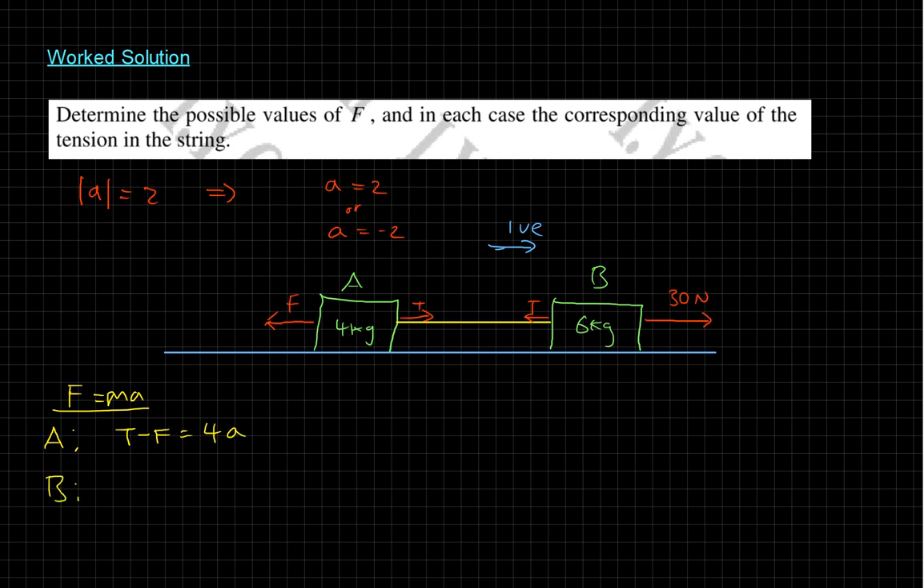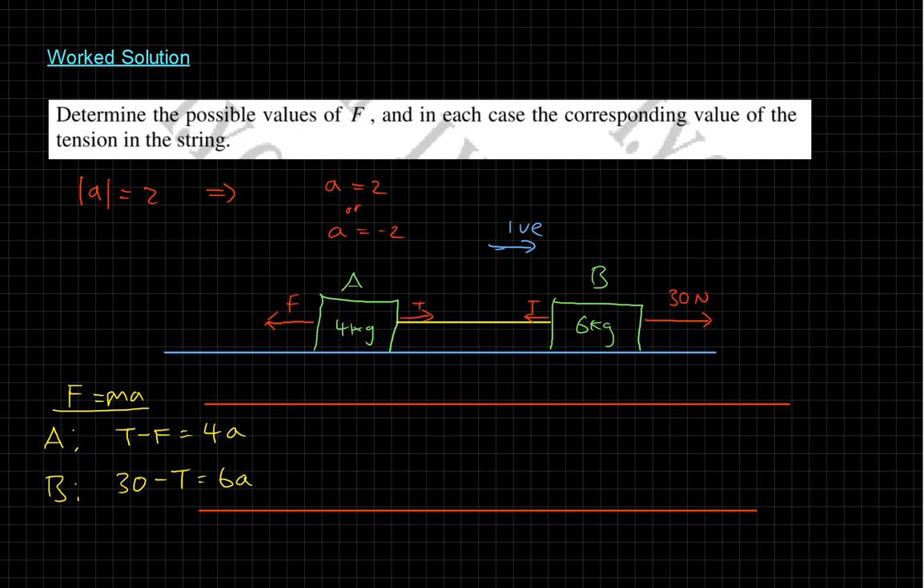And for B, we've got 30 to the right minus tension to the left is equal to its mass times acceleration, again, whatever that acceleration may be. And now we can almost create a kind of, I suppose a table of possibilities here. In fact, let's do that.